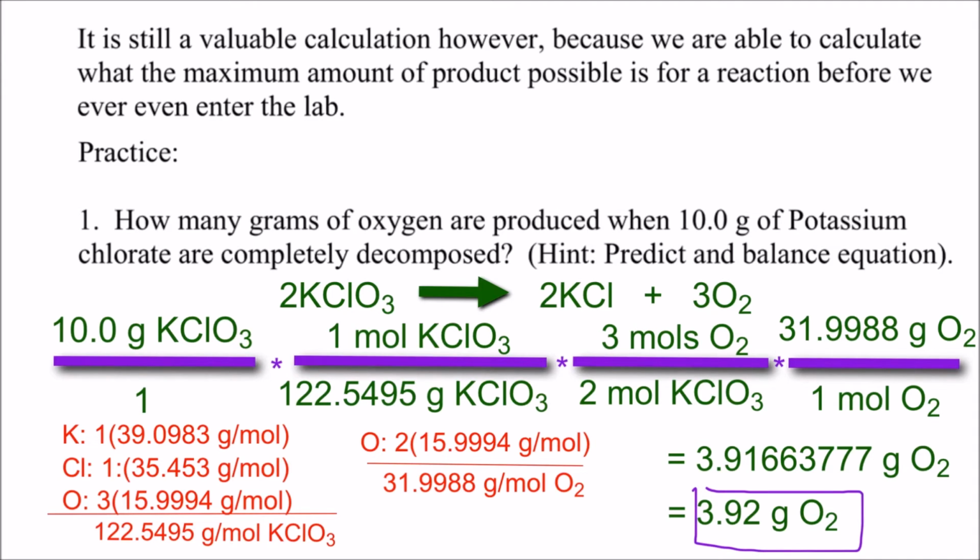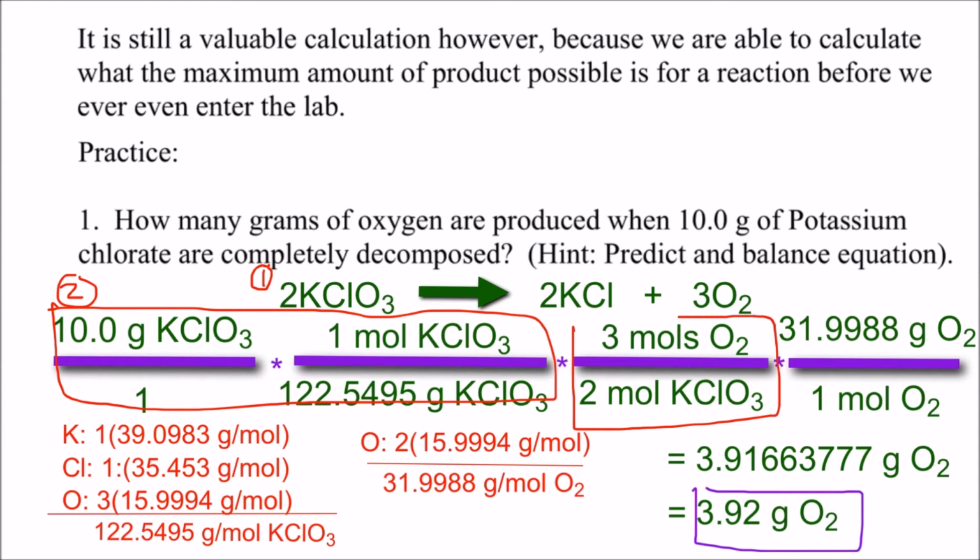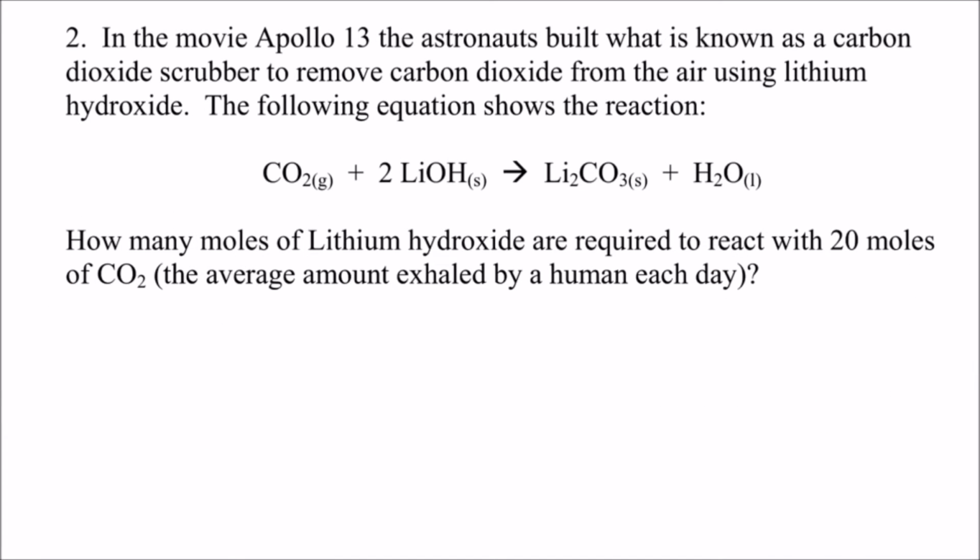If we review our steps, step 1 is to do the balanced chemical equation. Then here we have step 2, which is to convert from grams to moles. Then we have step 3, which is to use the balanced chemical equation. And then we have step 4, which is to convert to our desired units. So it's always the same 4 steps. Okay, let's look at one more practice question.